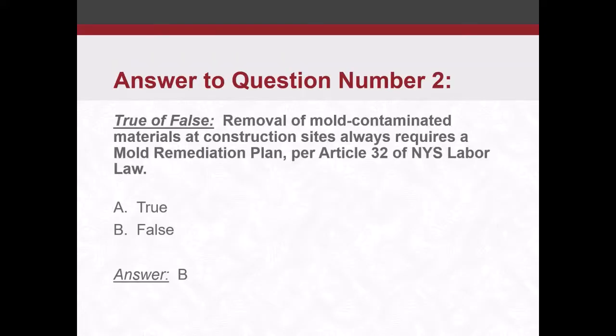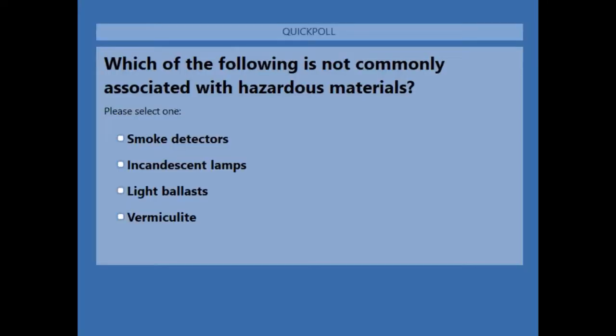Okay, go ahead, Cheyenne. All right, so question number 2: removal of mold-contaminated materials at construction sites always requires a mold remediation plan per Article 32 of New York State Labor Law, and that is false. If you have a construction renovation site, you don't necessarily need a mold remediation plan, but can do so at the option of the owner. We'll also do question number 3 at this time.